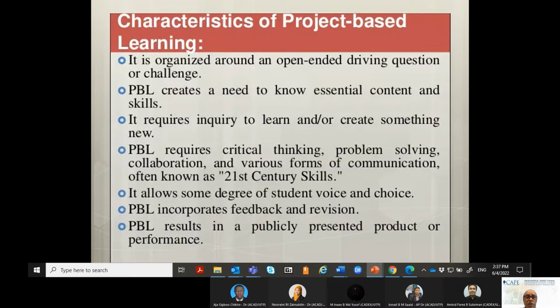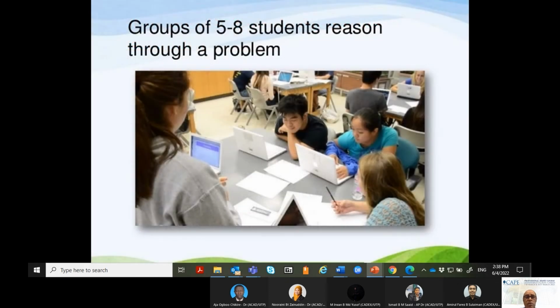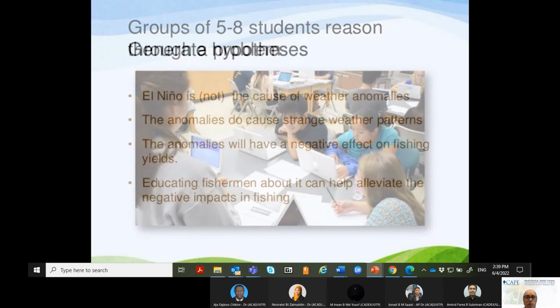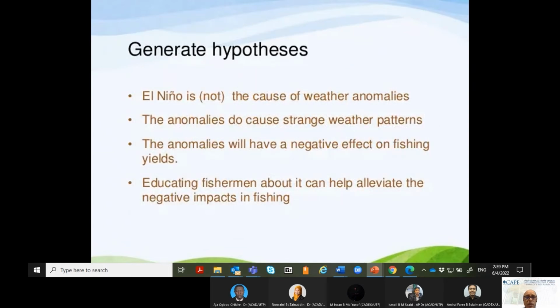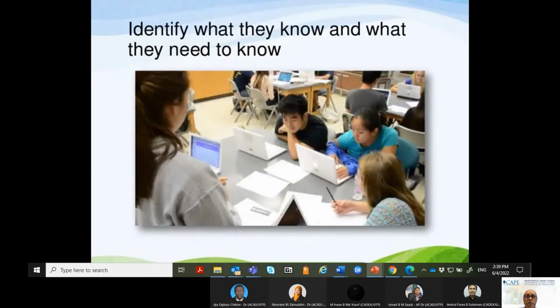Characteristics of project-based learning. As I say, in civil the groups are not very big, so we usually go with almost 5. A good choice is 5 to 8 students, and based on that they can generate hypotheses. For example, the El Nino example here, the cause of weather, and identify what they know and what they need to know. As I told you, it is a final year elective.